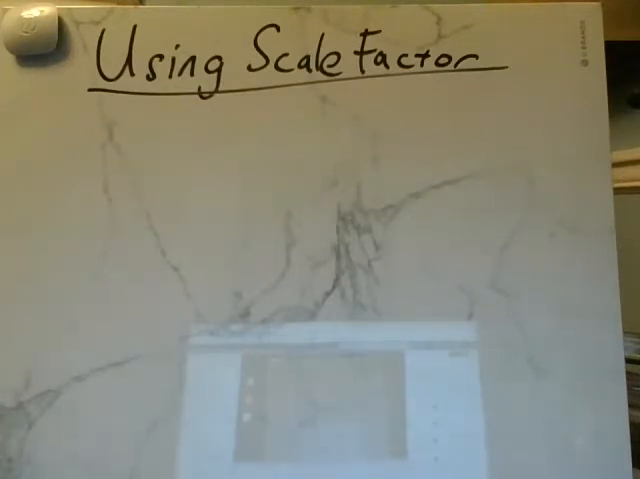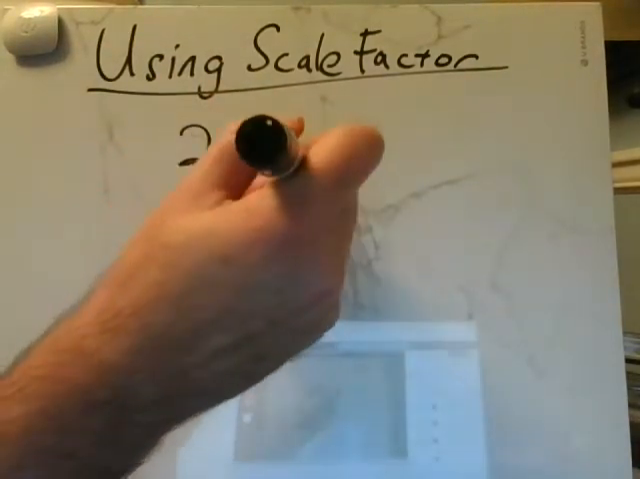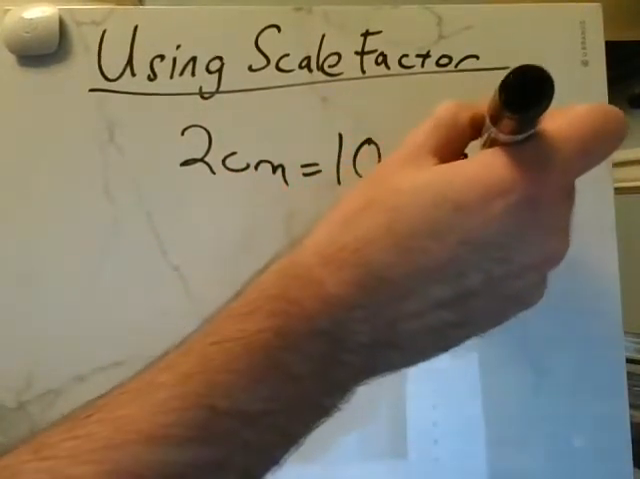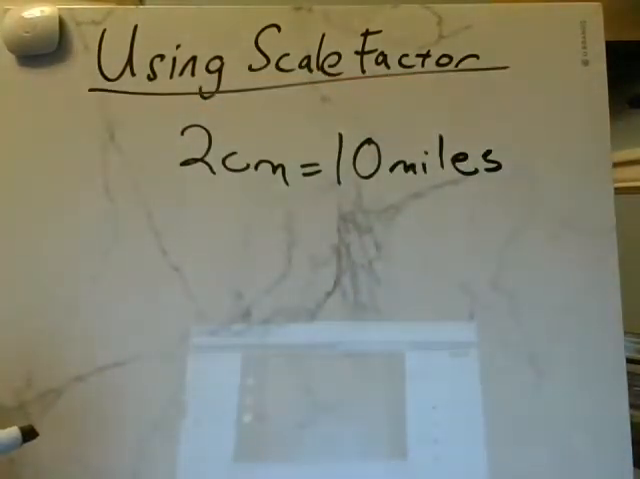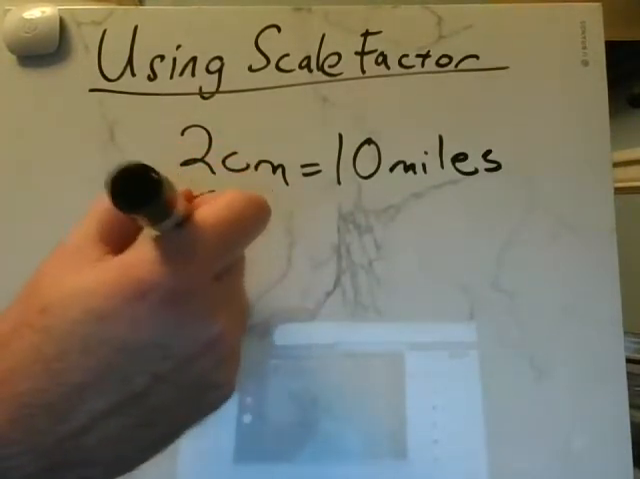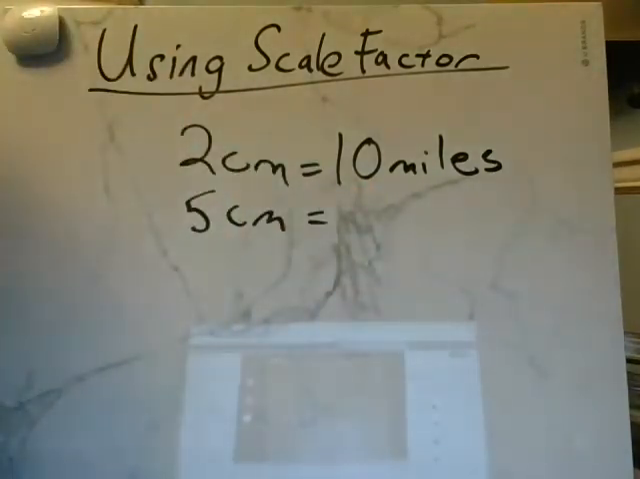Let's say that, and we did on maps, so maps have scales on them. So let's say that on a map, 2 centimeters on the map is 10 miles in real life. Well, if 2 cities were 5 centimeters apart, how far would that be in actual miles?